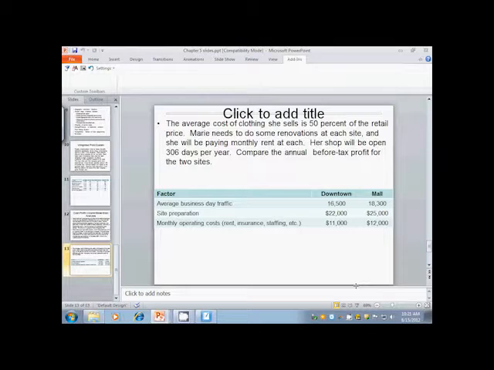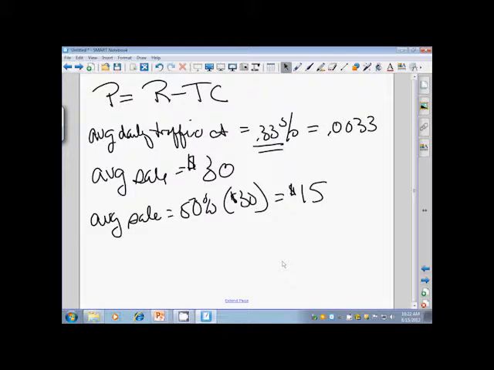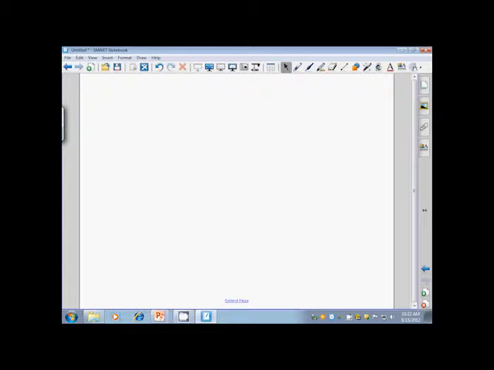So here we have our average business day traffic for both downtown and the mall, the site preparation cost, and the monthly operating cost, your rent, your insurance, your staffing, etc., the light bill. So let's take a look at how we can figure out her profit. I have some information here that I wrote down, information on the actual slide on your PowerPoints. So again, we want to find the profit, which is equal to the revenue minus the total cost.